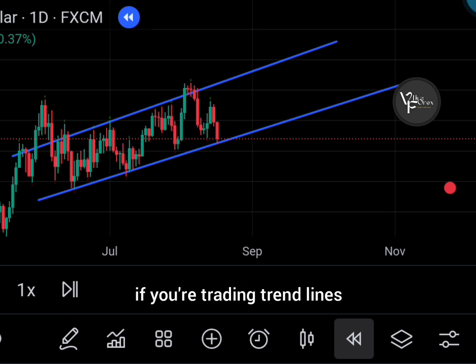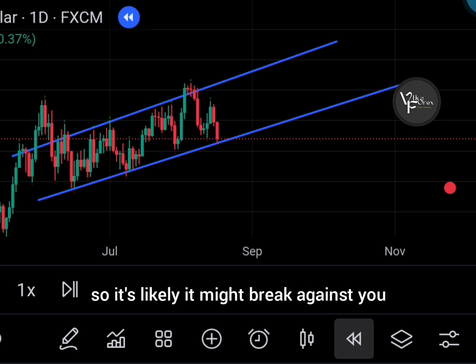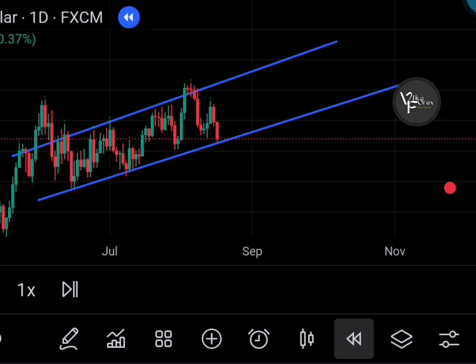That's why I advise you, if you're trading the trend line pattern, trade the third retest, the fourth retest, or from the fifth. You should now have it in mind that the probability has reduced, so it might break against you, but it might break in your favor. Whatever the case may be, the more a trend line is tested, the weaker it becomes. I hope you get that.